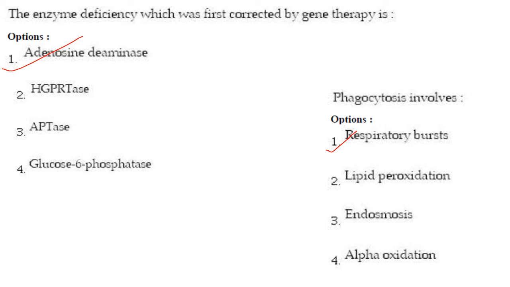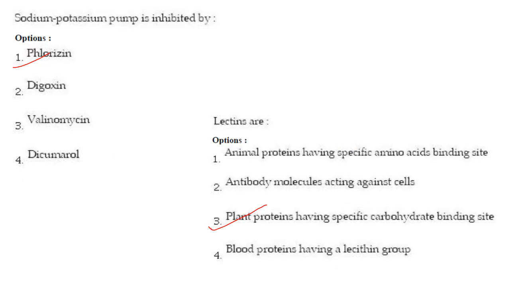Next one, phagocytosis involves option 1, respiratory burst, 2, lipid peroxidation, 3, endosmosis, 4, alpha oxidation. Answer is option 1, respiratory burst. Next one, sodium potassium pump is inhibited by option 1, fluorizine, 2, digoxin, 3, valinomycin, and 4, dicumarol. Answer is option 1, fluorizine.